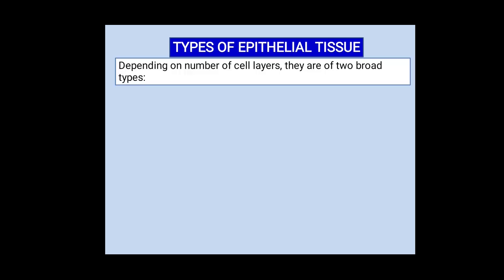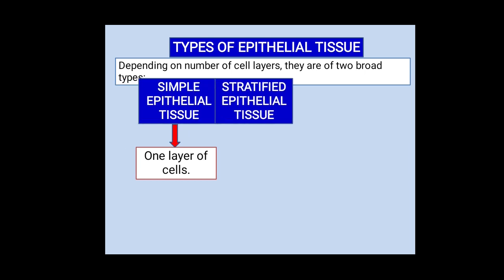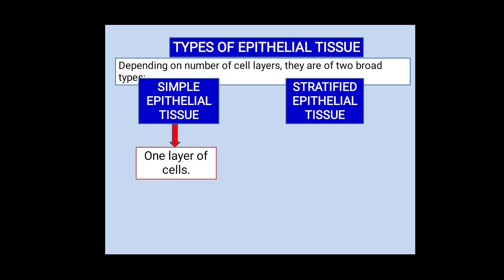Then let us do the classification of epithelial tissue. Depending upon the number of cell layers, they are broadly of two types: the simple epithelial tissue, and as the name suggests, it is made up of only one layer of cells. Then you have the stratified epithelial tissue, which means there are many strata or many layers of cells. Stratified comes from strata. Strata means layers.